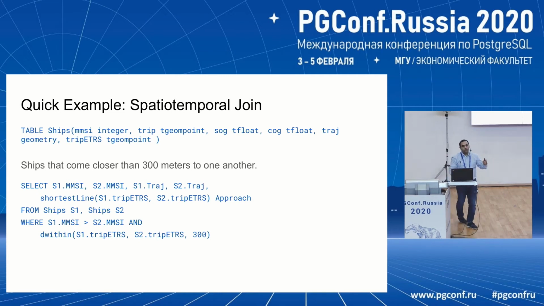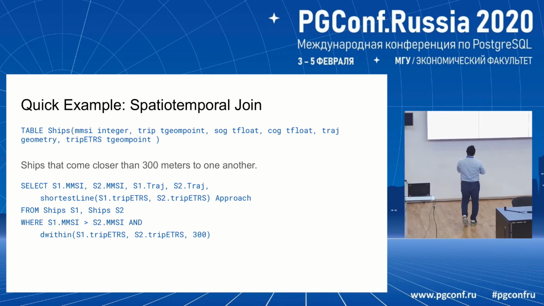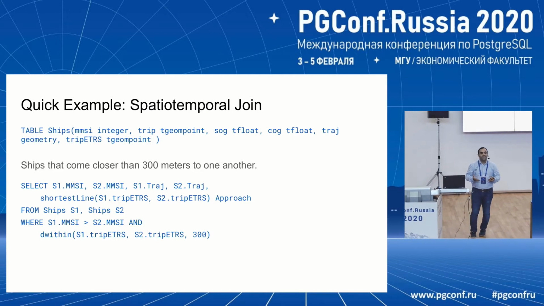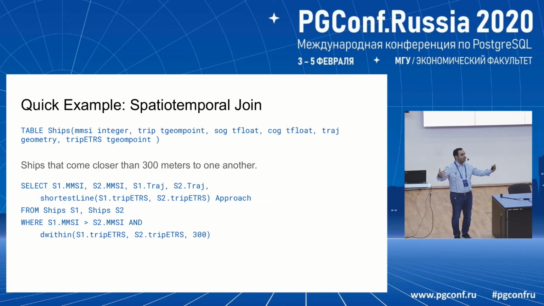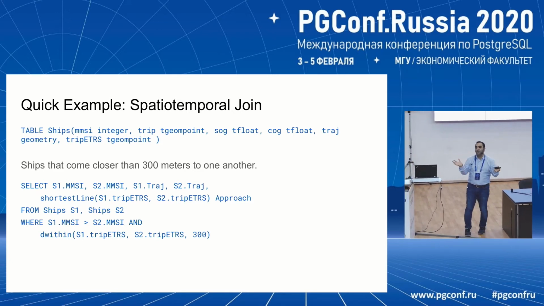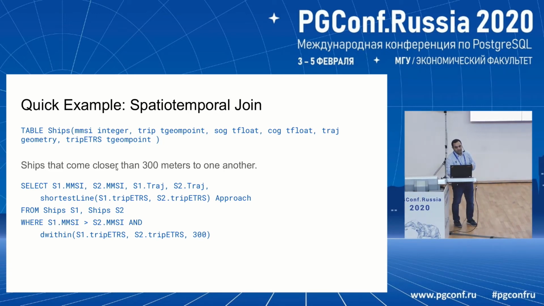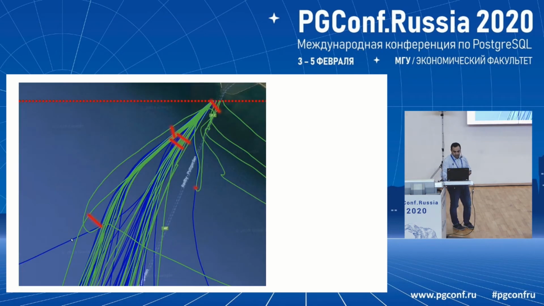The last example I want to show is an example for joins. We have seen filters and aggregations, there are also joins, and here we want to look in the database whether there were some dangerous situations where ships came close to one another, so a danger of collision. So we want to find ships that came closer than 300 meters to one another. And to do this, we use this operation, distance within.